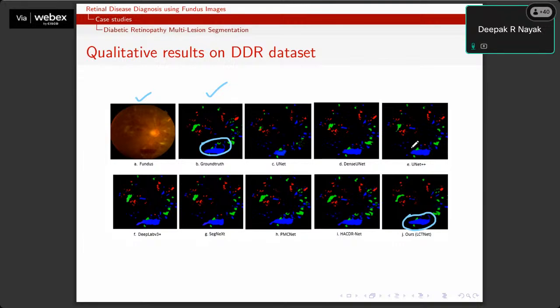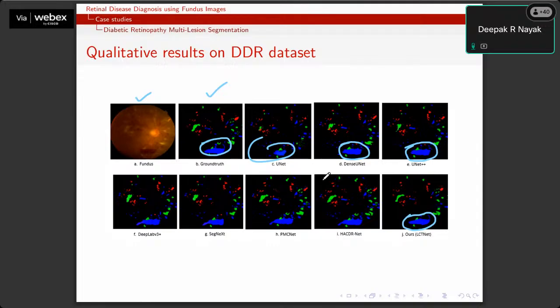But now we look at other parts. Look at the results obtained by the other architectures. It's something very different from the others, right? The UNet could not even identify these regions properly, right?